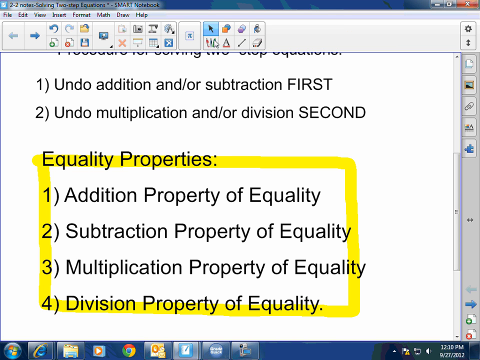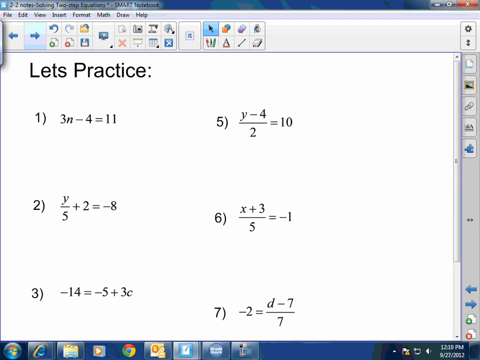They may say to you sometimes, solve and justify each step. Solve and justify each step. Okay, so let me show you what that means in the next example. Not only are we going to solve, but the first one only I'm going to solve and justify each step so you can know what I'm talking about, gentlemen. Okay, for example, I got 3n minus 4 equals 11. Hold on for 1 second.